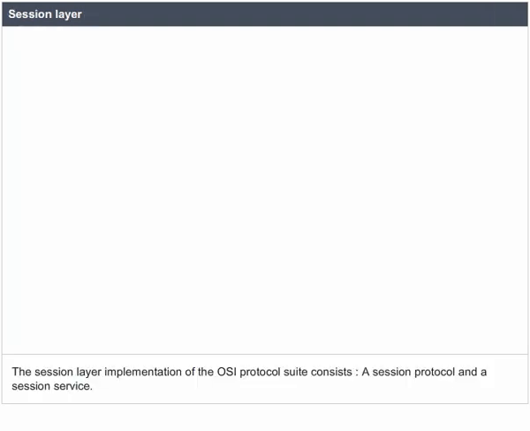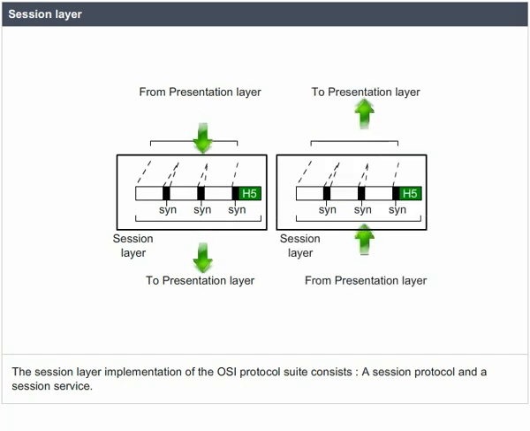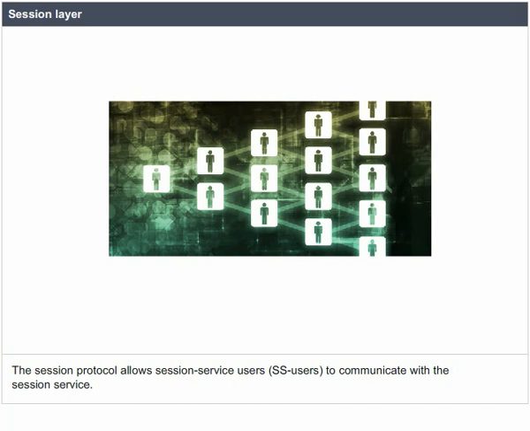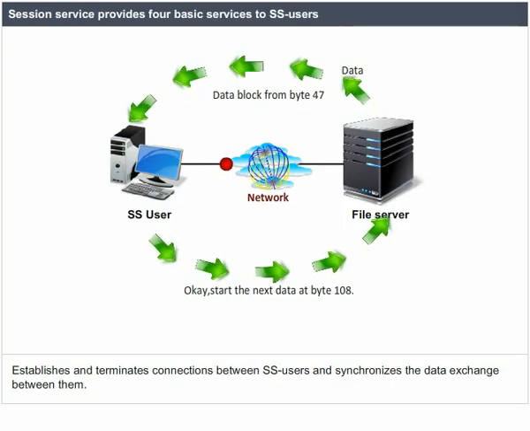Session layer. The session layer implementation of the OSI protocol suite consists of a session protocol and a session service. The session protocol allows session service users, SS users, to communicate with the session service. An SS user is an entity that requests the services of the session layer. Session service provides 4 basic services to SS users.